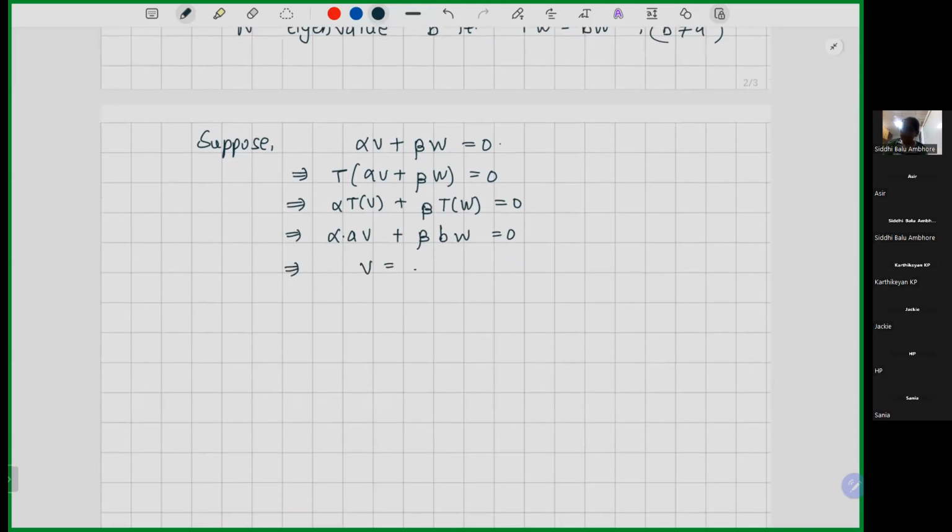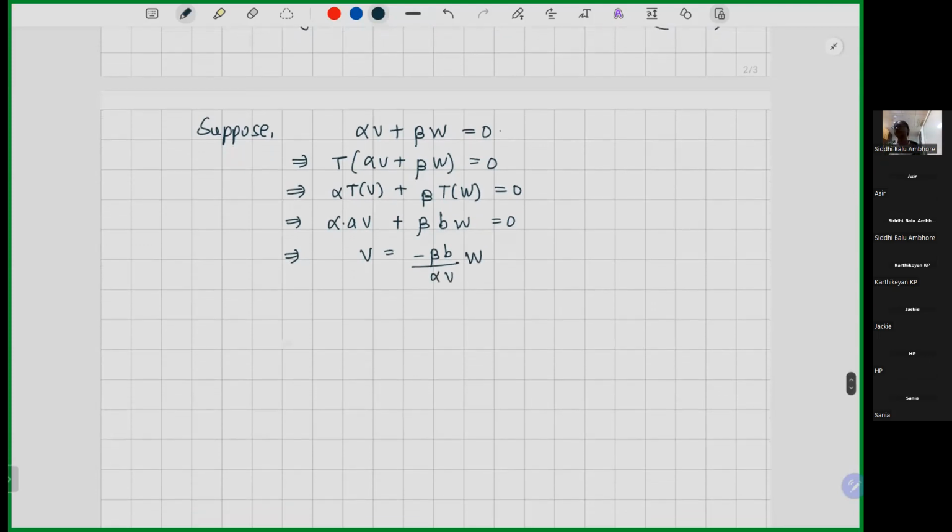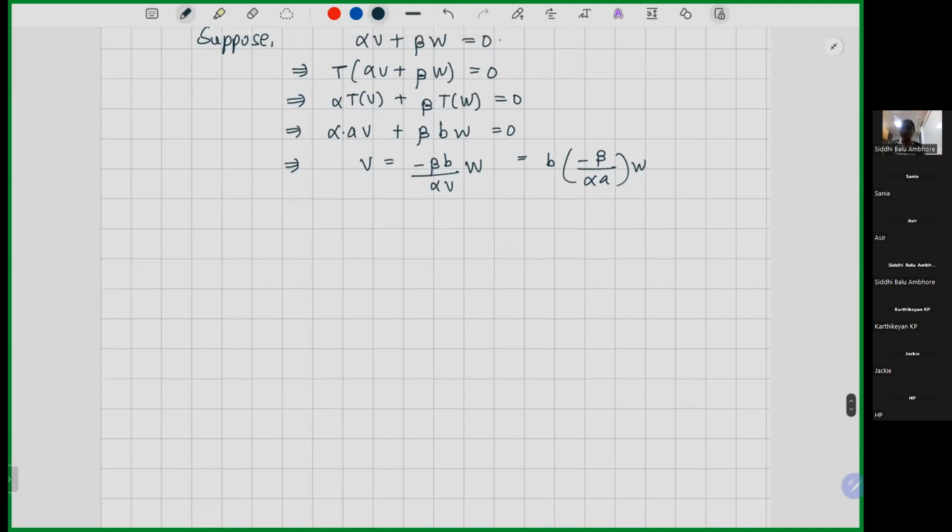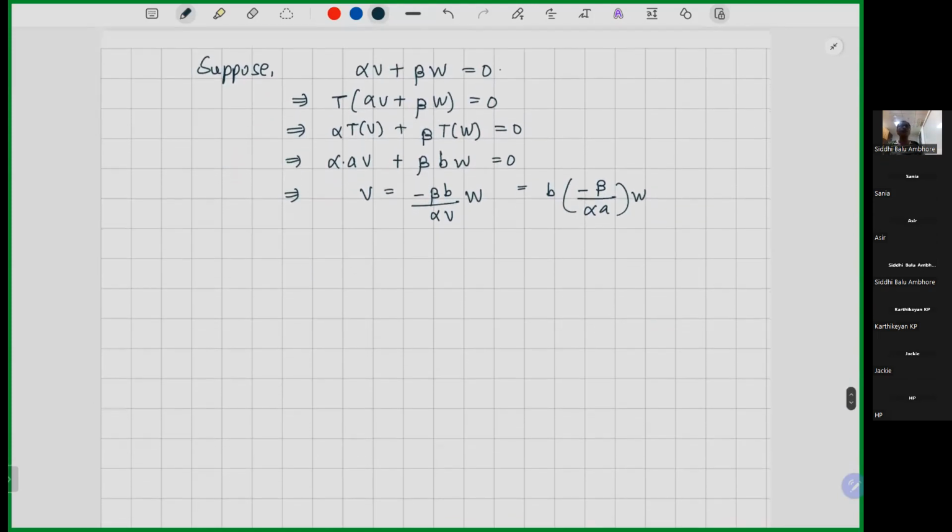So this implies v is equal to minus beta B by alpha A w. I'm just dividing by alpha A. So this is B into minus beta by alpha A w. I'm just separating this B because B was our eigenvalue. So this much is clear, right? I'm just applying the linear transformation and substituting values of Tv and Tw as per the chosen v's and w's. So if we have the linear combination alpha v plus beta w equal to 0, we get that v is some multiple of this w.